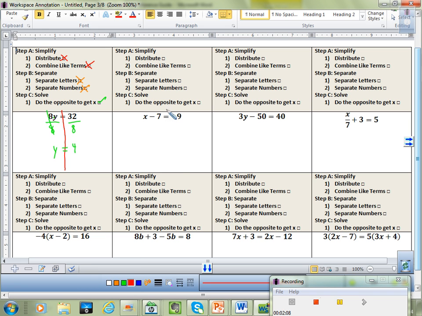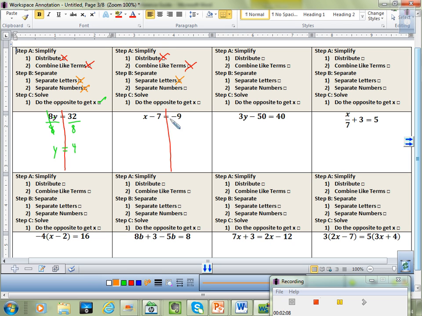Here we go. Draw your balancing line. Is there parentheses for me to distribute? No. Skip. Can I combine X with 7? No. Skip. Do I have variables on different sides? No. Skip. Do I have constants on different sides? Yes. So I have to do this step.